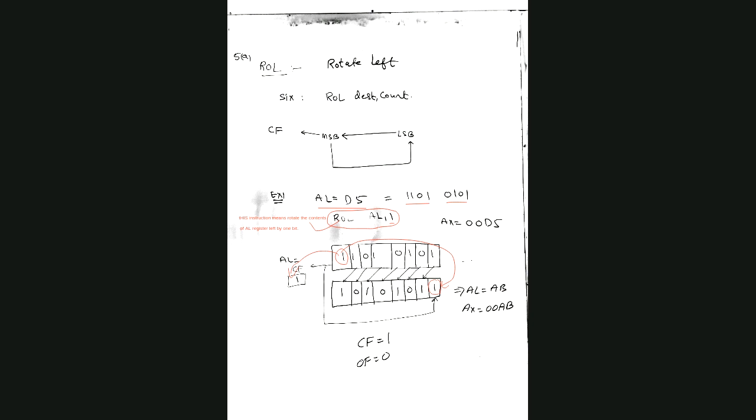Now look here. What is ROL doing? Rotate left is rotating the contents of the AL register one bit left side. Left side means towards the most significant bit. These are the bits, and I'm moving them towards the most significant bit. When I move them, what happens? This position will be empty. So this bit will be copied at two places. According to our diagram, it is copied in the carry flag and also at the least significant bit position.